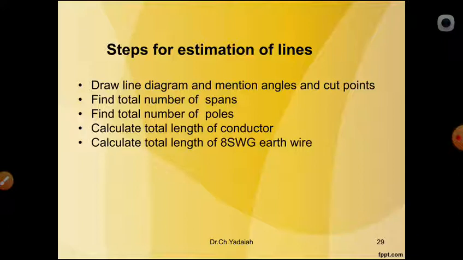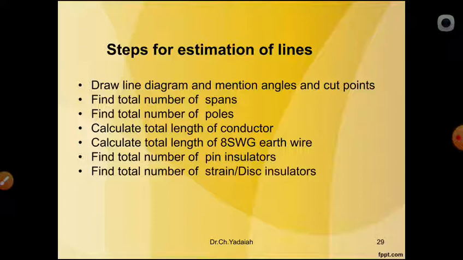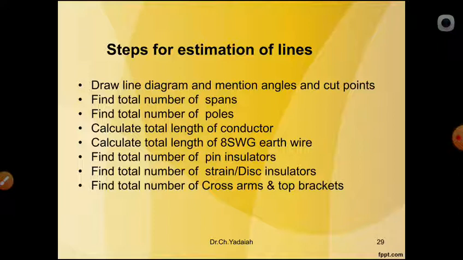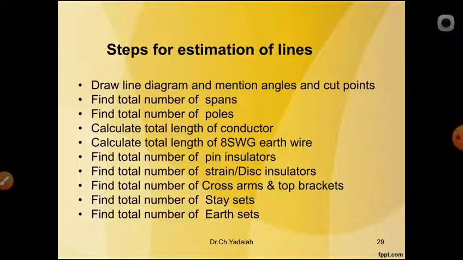Then find the total length of the GI wire. So we require the GI wire also, running along the line. And find the number of pin insulators, number of shackle insulators, strain insulators, and total number of cross arms and top brackets, and find the total number of stay sets, and the total number of earth sets.